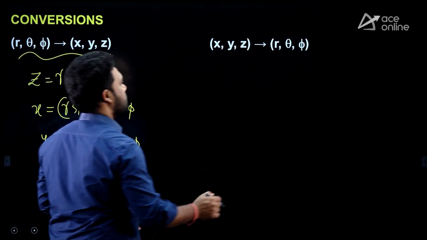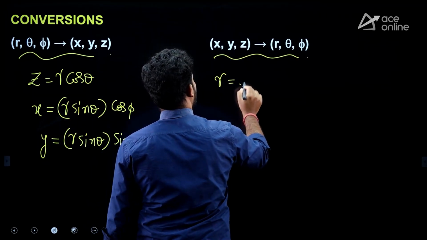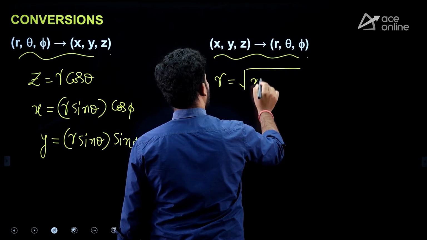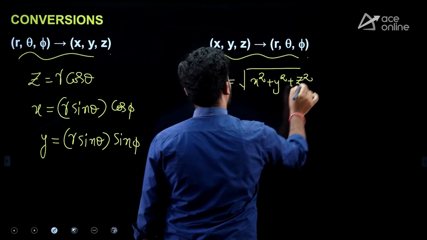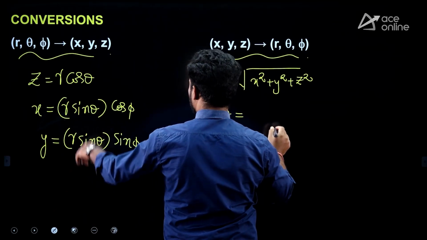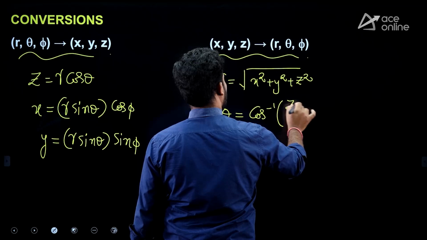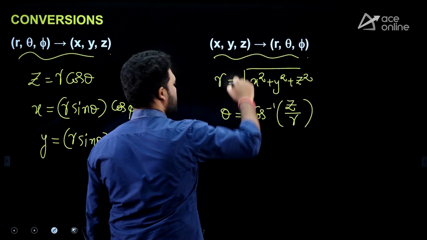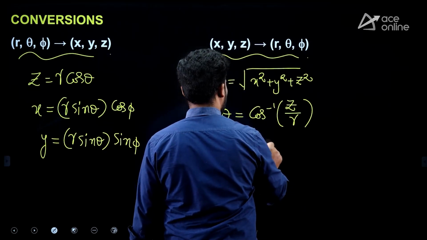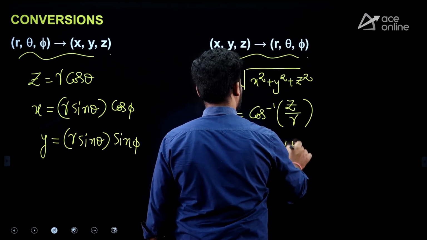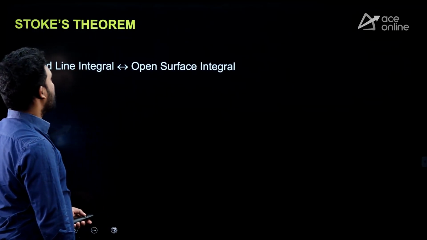Now I want to do the reverse. You can check it out. So r is equal to square root of x square plus y square plus z square. What is this theta? Theta is cos inverse of z by r, where r is this one. And what is this phi? You can take the ratio of these two things. It is tan inverse of y by x. So this is all about the coordinate system.